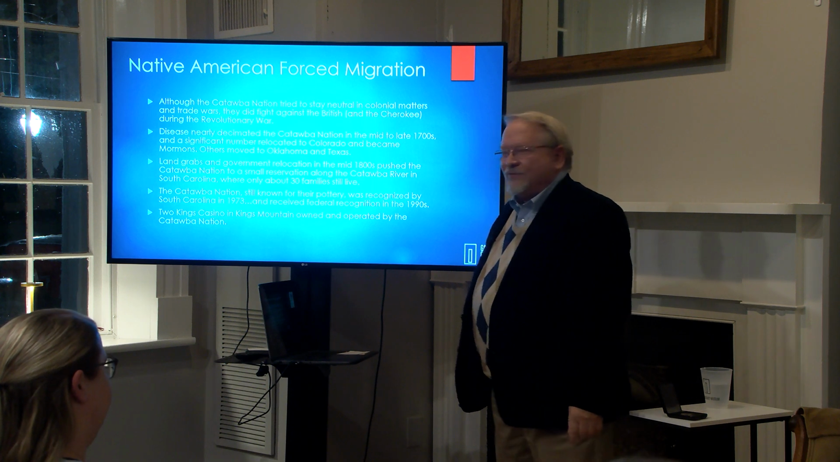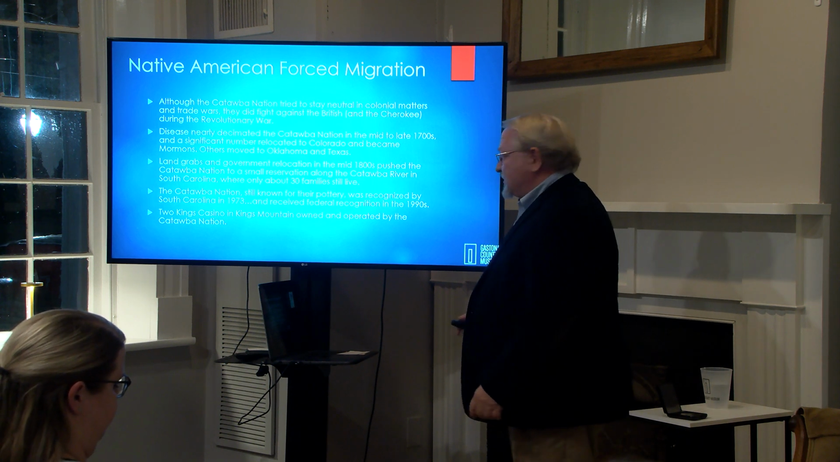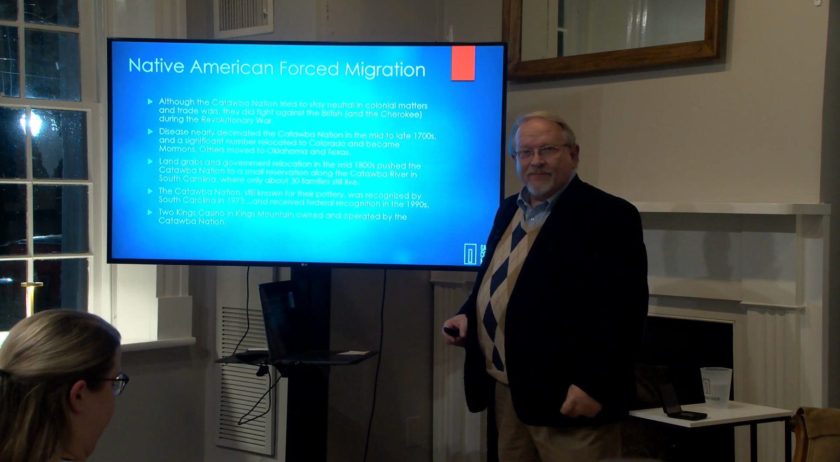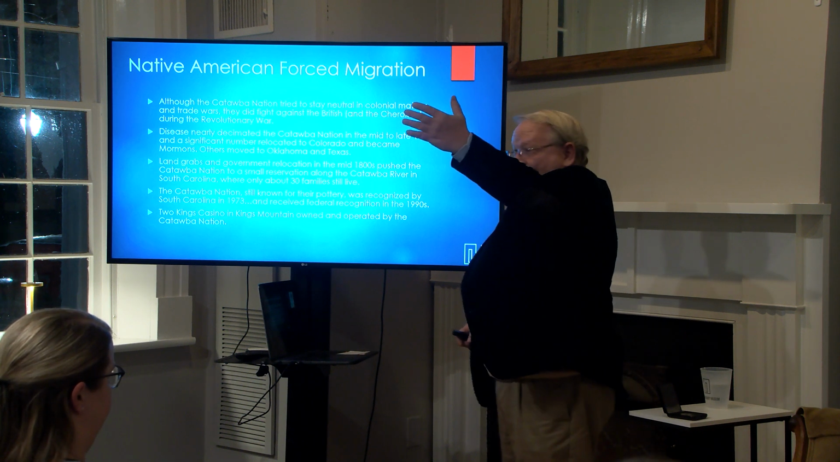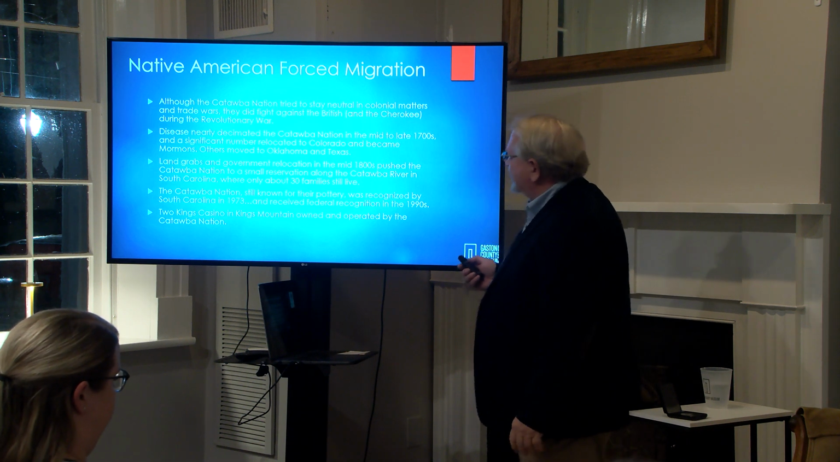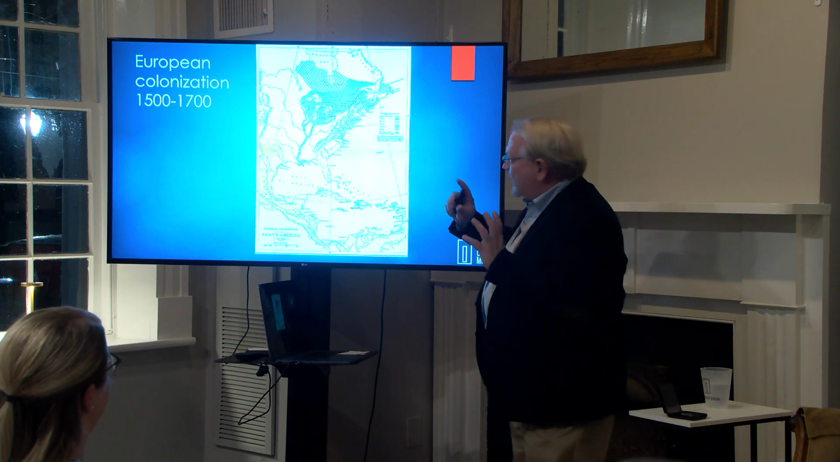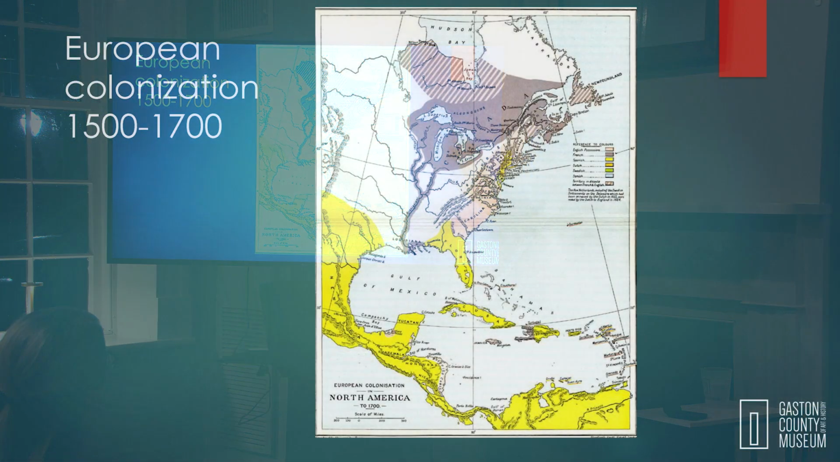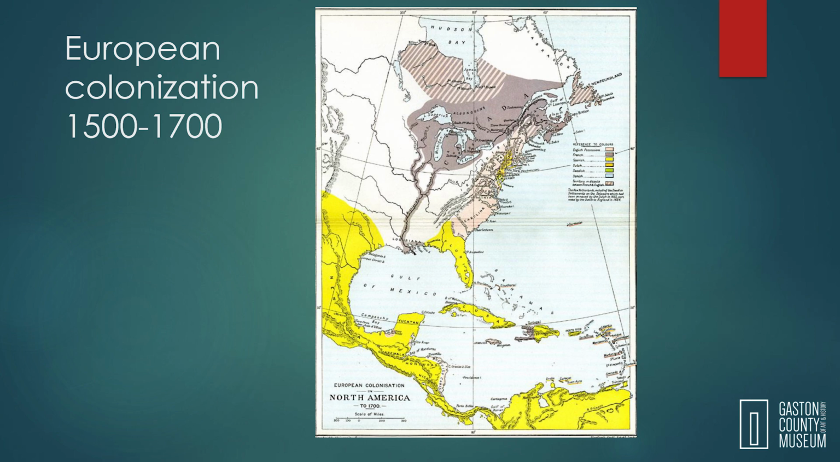That's the Catawba that owns the Two Kings. And of course, the Cherokee didn't really care for that because they're competing with all of their casinos up in the mountains now. Okay, so now the Native Americans are here. We know that, but now let's look at European colonization.